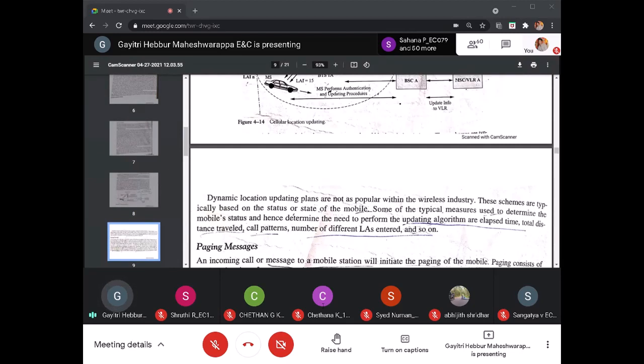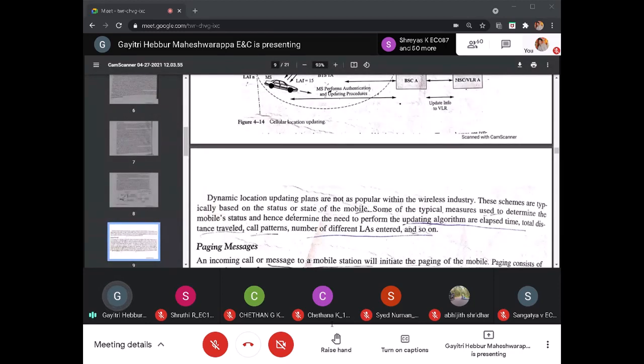Number of different location areas it has entered. So based on that, the dynamic location updation scheme will update the location which belongs to the correct location. So that is called the ping pong effect. The ping pong effect will be eliminated in the case of dynamic location updation scheme, but it is a rare condition that this kind of situation will occur.